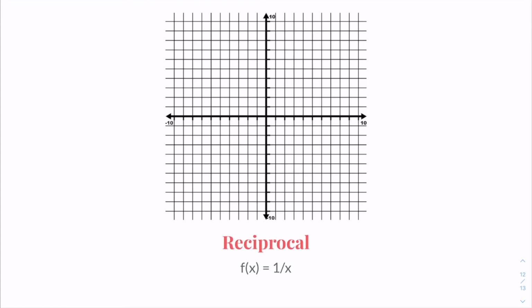Here we have our reciprocal function, f of x equals 1 over x. This is a very important function for modeling. For the reciprocal function, we're going to have asymptotes at x equals 0 and y equals 0. You can create a table of values to help you. When x is 1, 1 divided by 1 is 1. When x is negative 1, 1 divided by negative 1 is negative 1. And then we have 2, 1/2, -2, -1/2.